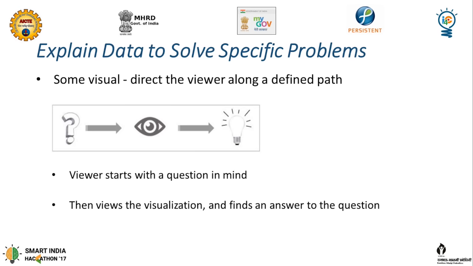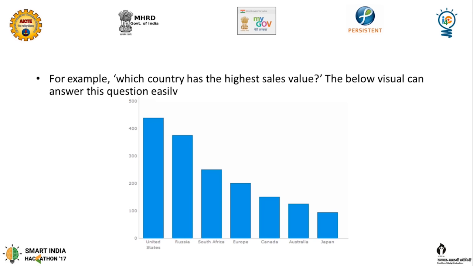If you can see the image, it shows there is a visual and the user has a question already in mind. The user will look at the visual and the visual will answer the question. So the user starts with a question in mind and finds the answer from the visual, which becomes very easy. For example, which country has the highest sales value? The below visual can answer this question very quickly. It's the United States. And if somebody asks for the lowest sales, we will say Japan. So in a matter of seconds, it becomes very easy to find out.